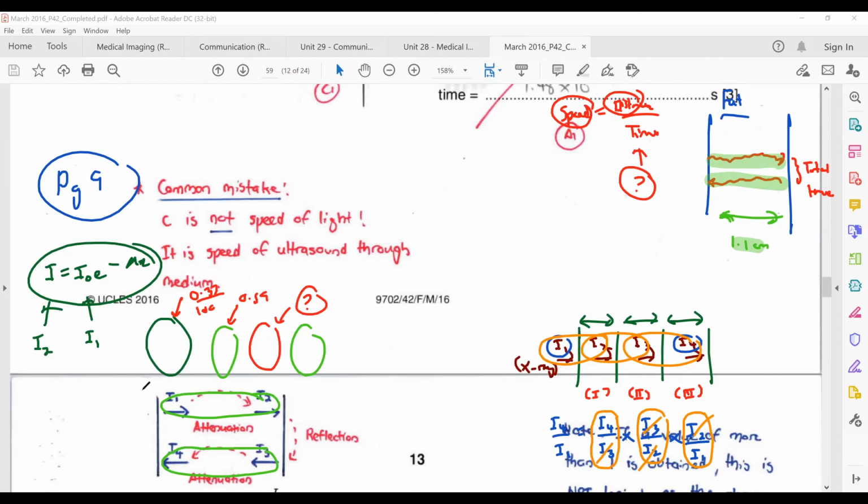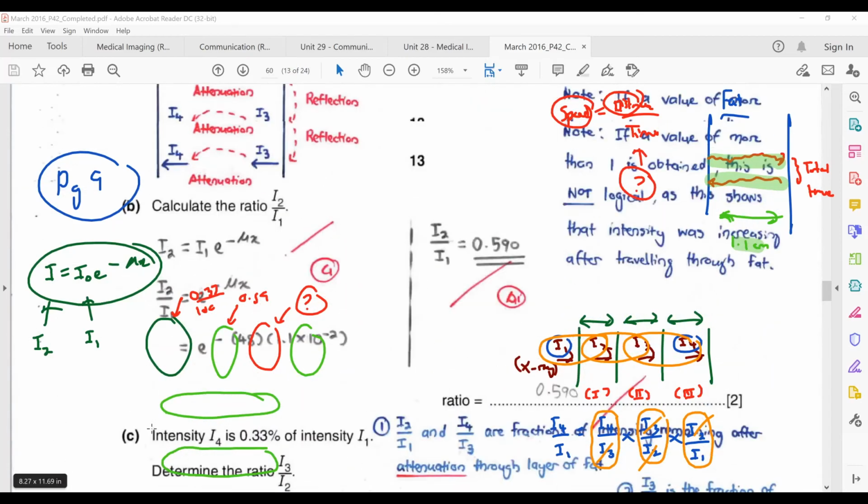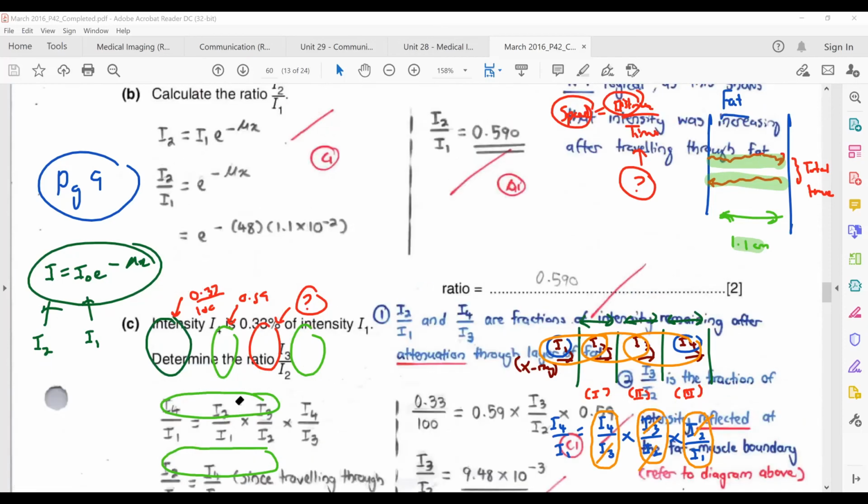The ratios you have here, I2 to I1 and I4 to I3, are actually the fraction of remaining intensity after attenuation. Because this and this are just talking about the fraction of remaining intensity after attenuation, and you're talking about them going through the same medium, they should have the same ratio.